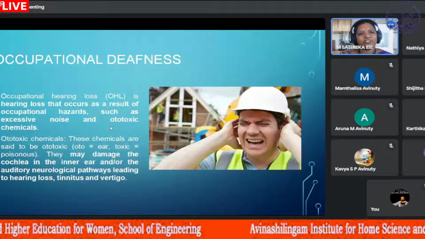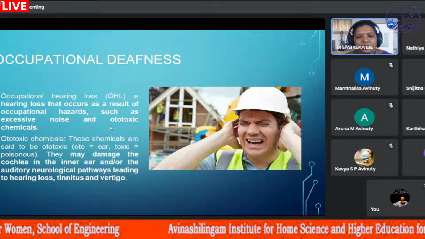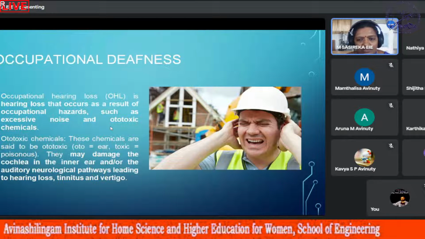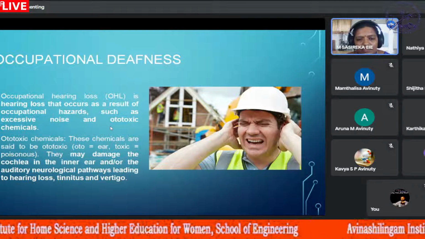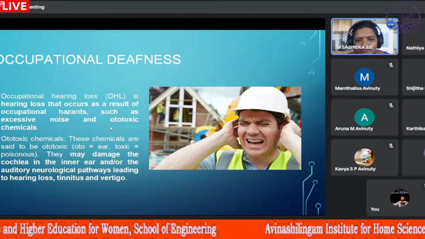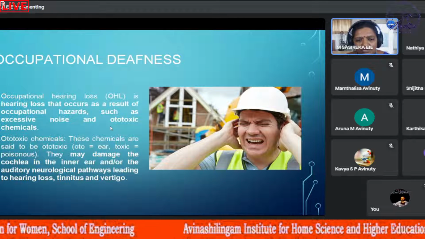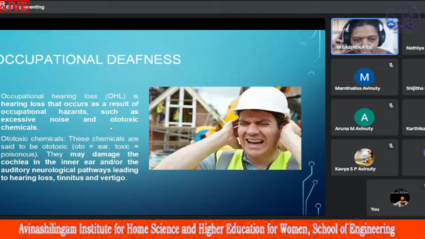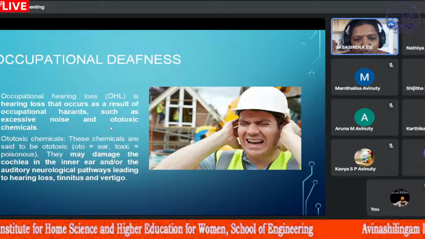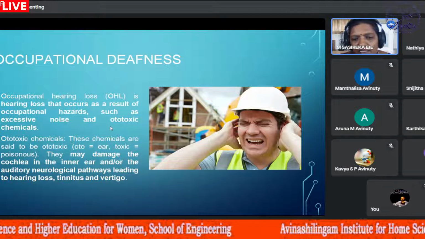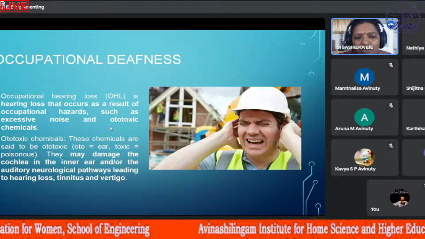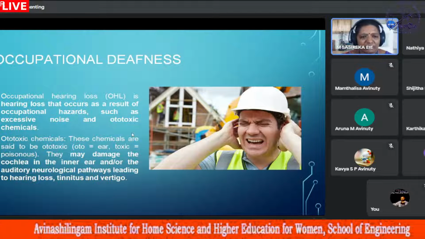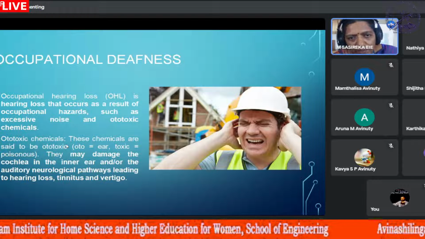So next one is the occupational deafness. Continuous exposure to louder noise will create occupational deafness. People who are working in the flour mill or in the textile industries, where they have the noise continuously, will be affected by this disease. Nowadays, for us, we are continuously using headphones and hearing with louder noise, right? So that will also cause damage to our eardrum. Okay, that may lead to deafness. So this is related with occupational deafness.